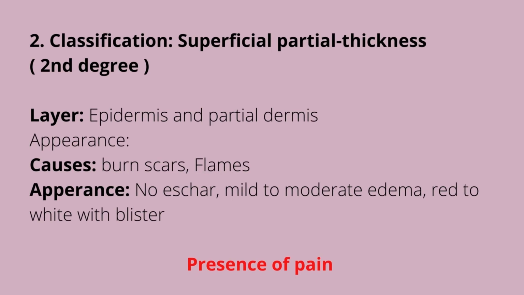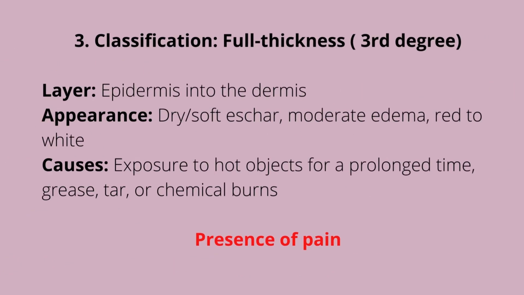The second burn, which is a second degree burn, which is a superficial partial thickness, and the layers involved with this will be the epidermis as well as the partial dermis, okay? And the appearance for this, there will be no eschar, there will be mild to moderate edema, it will be red to white with blisters. And some causes of this will be burn scars like hot liquids and steams and flames. And with this, there will be presence of pain as well.